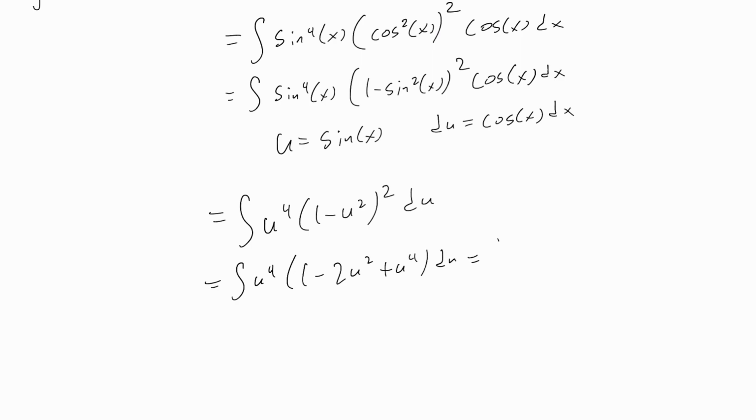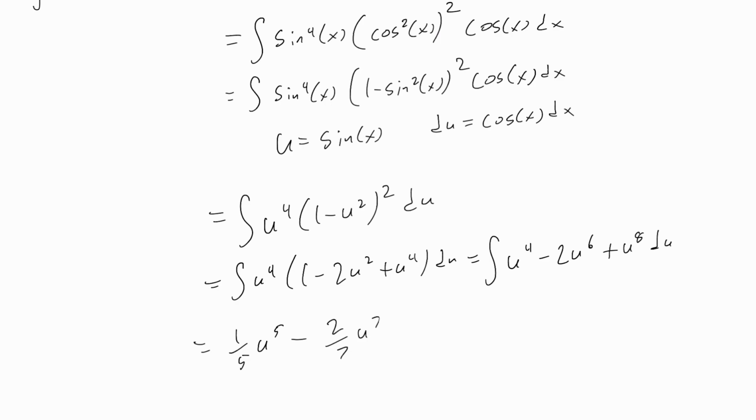Factor the u to the fourth in, we get the integral of u to the fourth minus 2u to the sixth plus u to the 8th du. And now we can take this integral by applying our standard rules, adding 1 to the exponent and dividing.